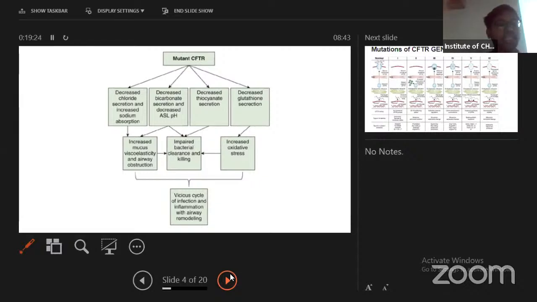This causes the increased mucus viscosity and causes the airway obstruction. And also for this, the clearance of the bacteria is impaired. And the oxidative stress also happens due to the decreased glutathione level. This vicious cycle continues, and for that the airway remodeling happens.